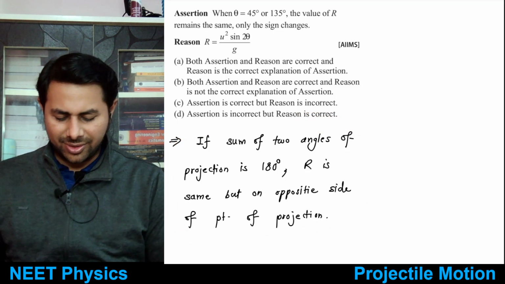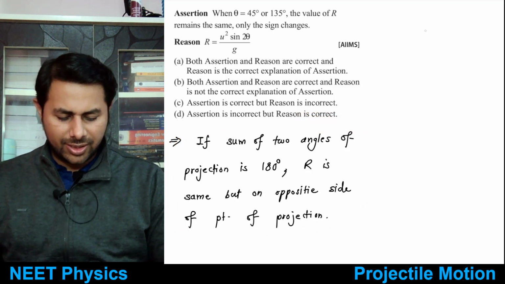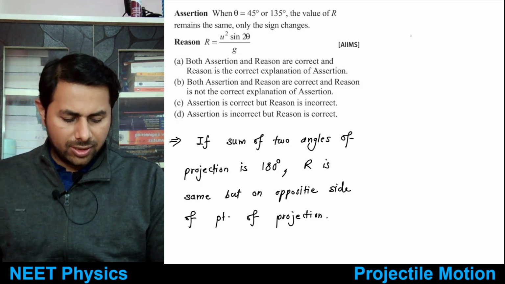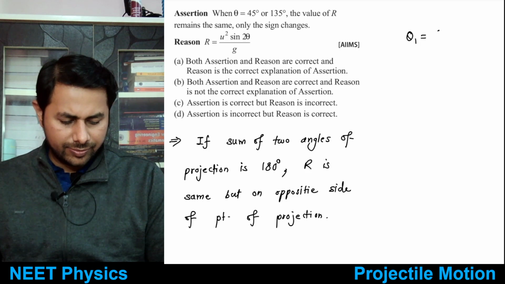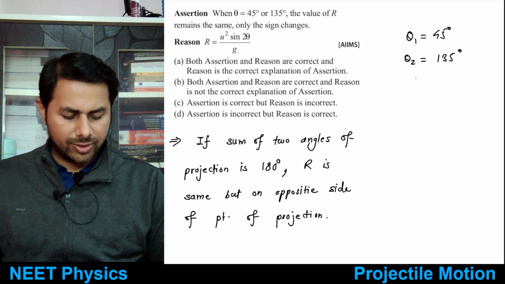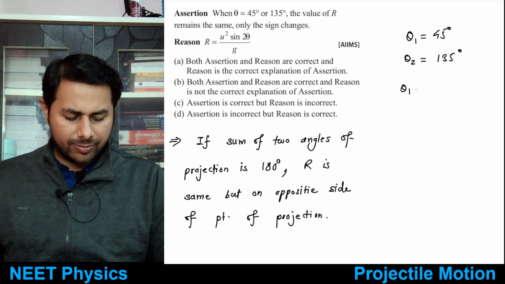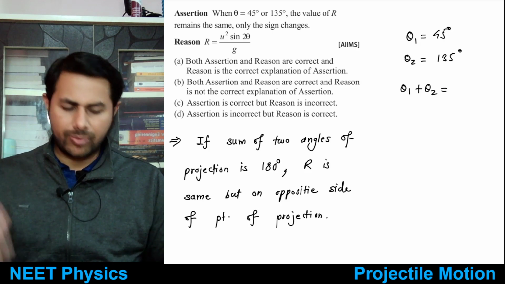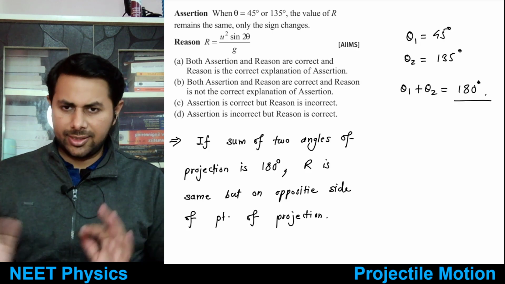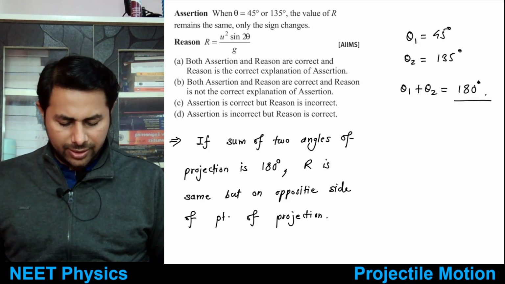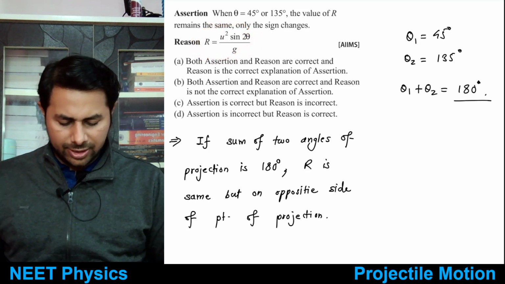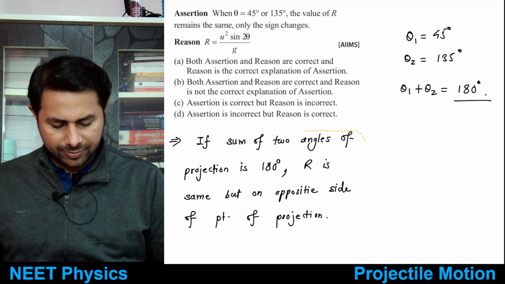So let's see how. Here what's given is theta is 45 degrees and 135 degrees, meaning theta 1 is 45 and theta 2 is equal to 135. So you have theta 1 plus theta 2 is equal to 45 plus 135, which is 180 degrees, or 2 pi, you can say. Then range in the first case, R is equal to u square sine 2 theta upon g. Let's find out the range in the second case.